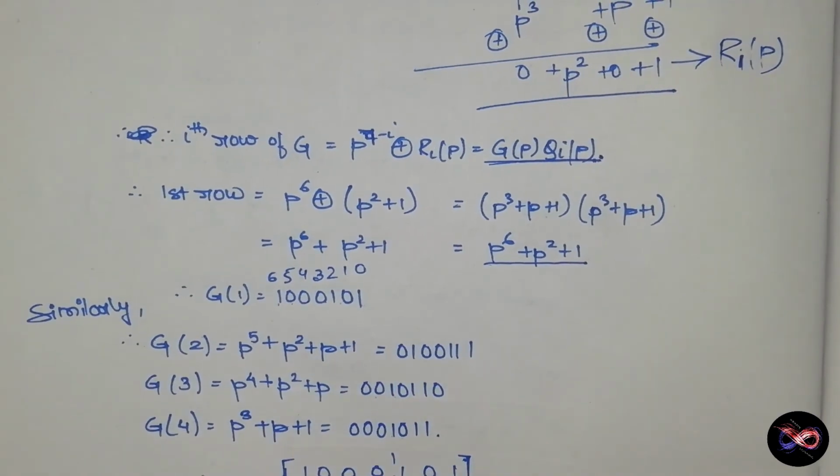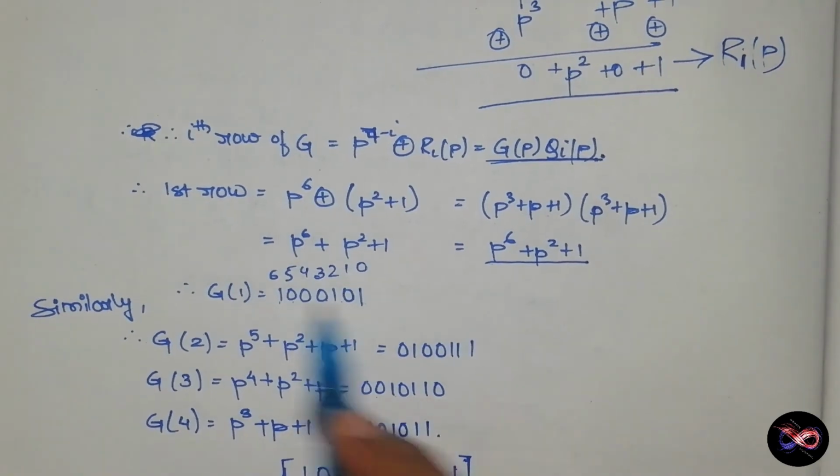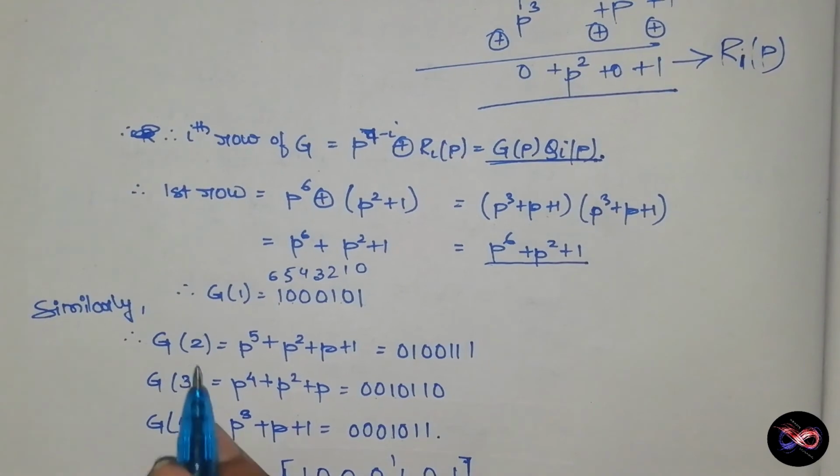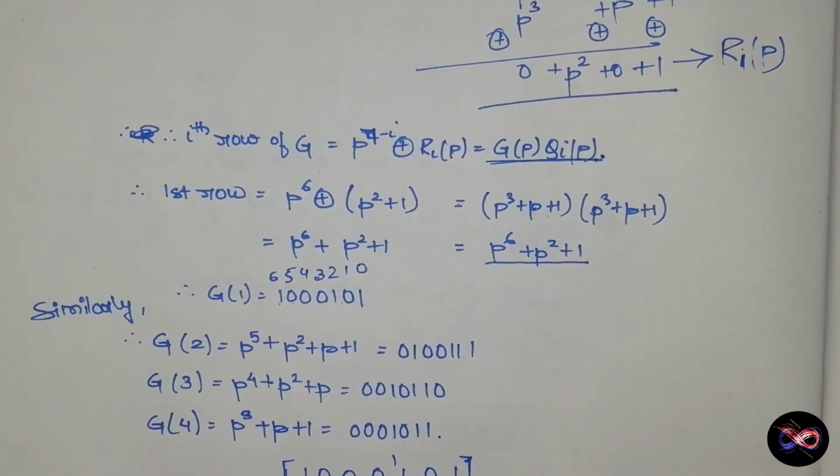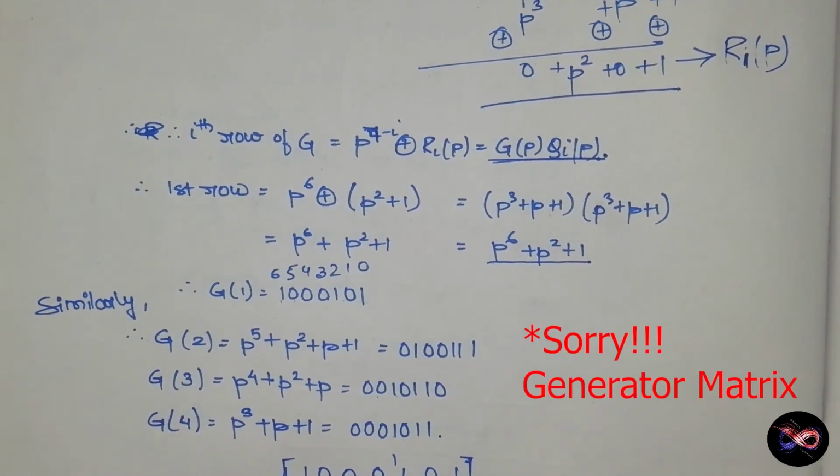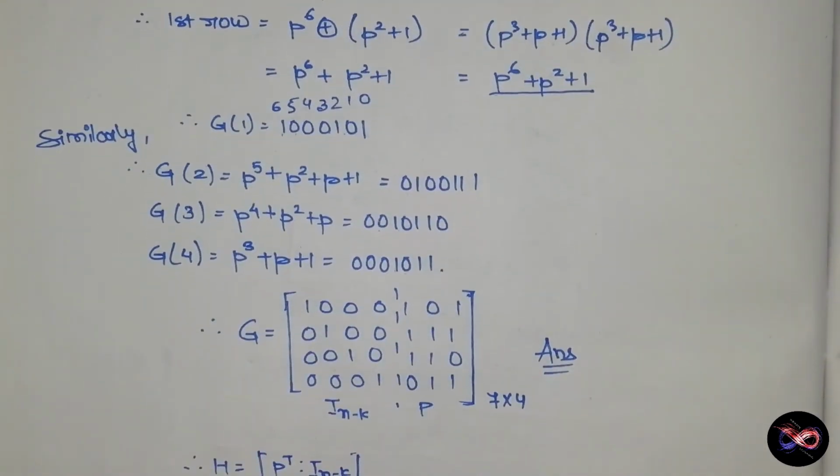You can check by yourself. If I have made any mistake, please correct me in the comment section. So this is the solution that you will get. Now you have the values of the 4 rows. Now you can easily construct the generator matrix. We need to simply place the values.